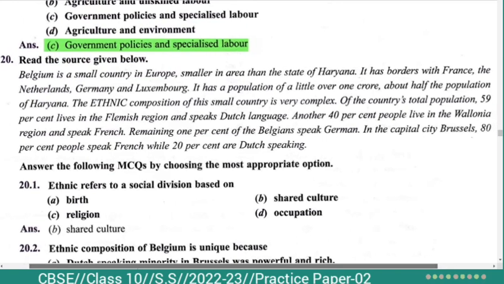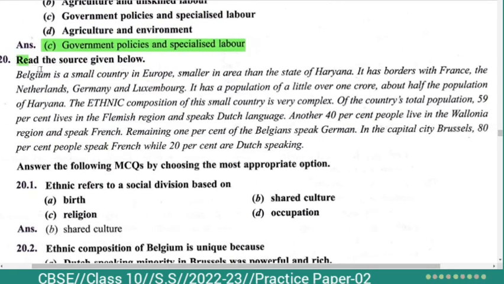Question number 20. Read the source given below. Belgium is a small country in Europe, smaller in area than the state of Haryana. It has borders with France, the Netherlands, Germany and Luxembourg. It has a population of a little over 1 crore, about half of the population of Haryana. The ethnic composition of this small country is very complex.